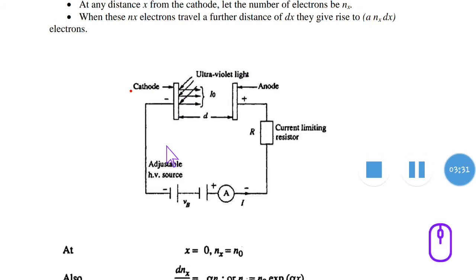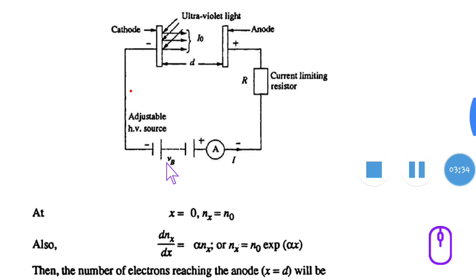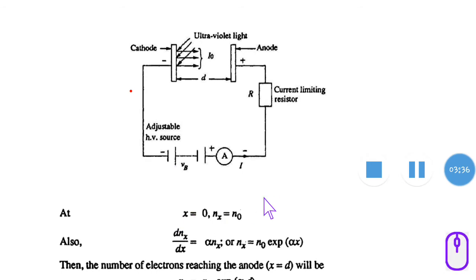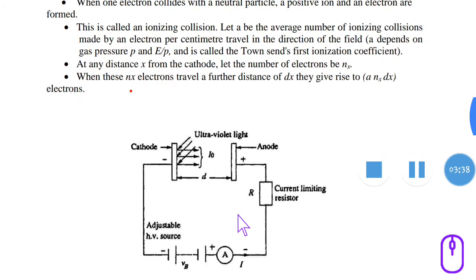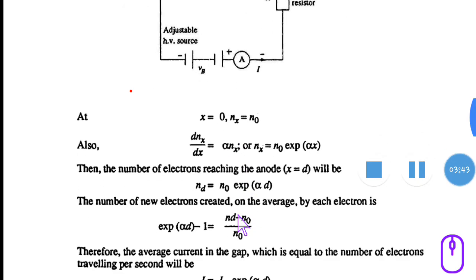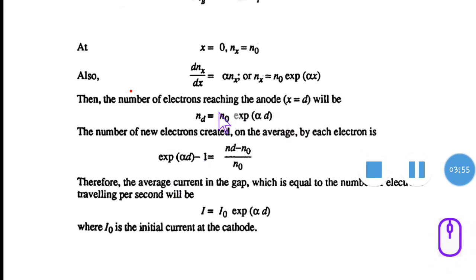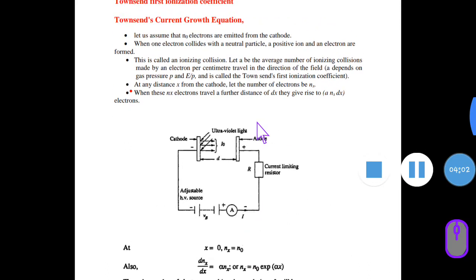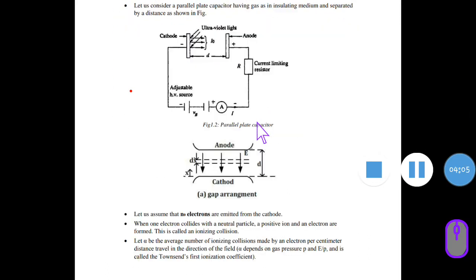Now I will first consider the distance x equals 0, where the number of electrons is n0. Differentiating, dNx by dx equals alpha Nx, and integrating gives Nx equals n0 exponential alpha x. For the number of electrons reaching the anode from the cathode, the distance is x equals d. Therefore Nd equals n0 exponential alpha d.